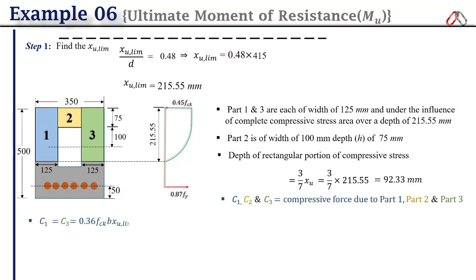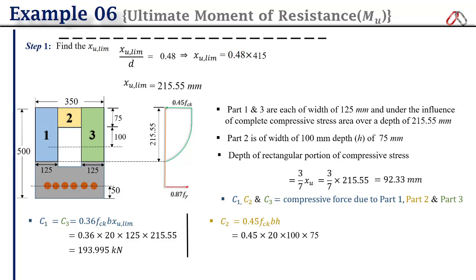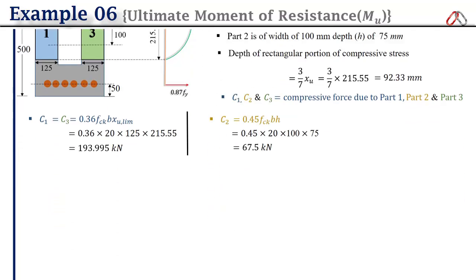Here C1 will be equal to C3, that is 0.36 fck b x_u,limit, and the final value is 193.995 kilonewton. The value of C2 will be 0.45 fck b h, that is 0.45 into 20 into, here the breadth of the second part is 100 and the depth is 75 mm, and the final compressive force is 67.5 kilonewton.